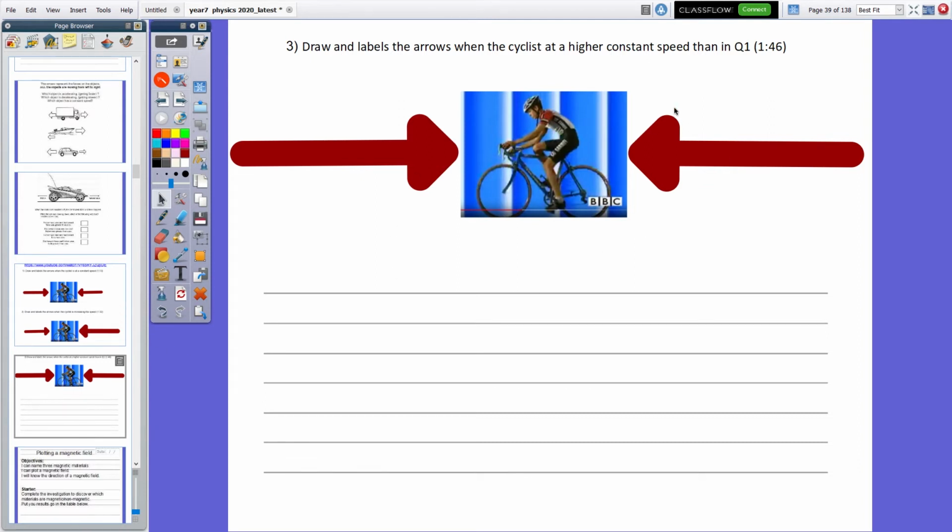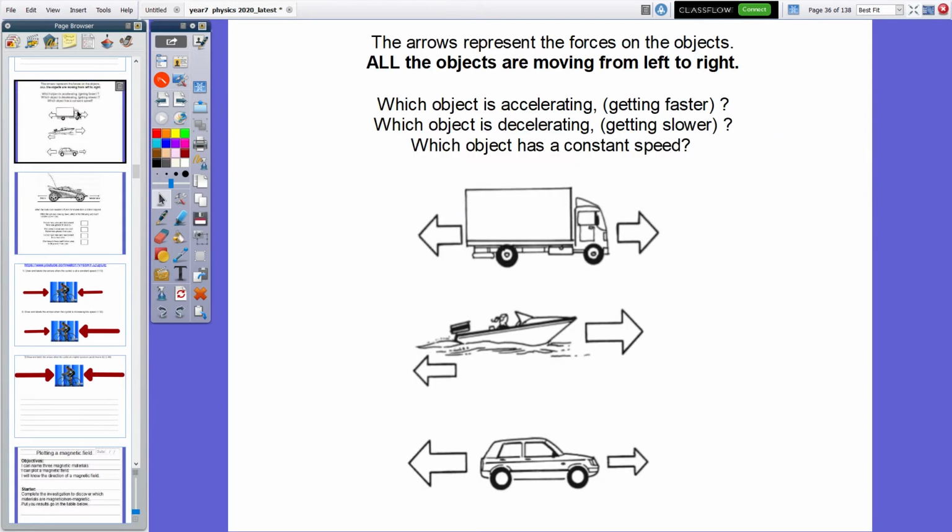In these two, the forces are balanced, but balanced at a higher speed. So he's got more drag, so he needs more push force driving him forward. Okay, let's jump to these now. The arrows represent the forces on the objects. All the objects are moving from left to right.